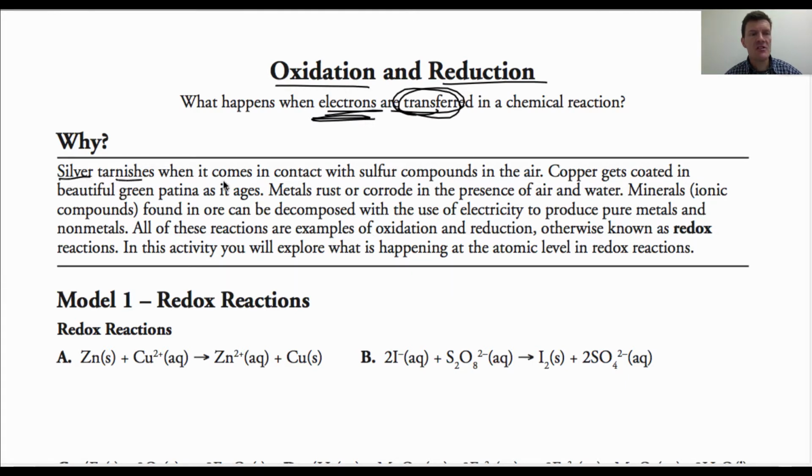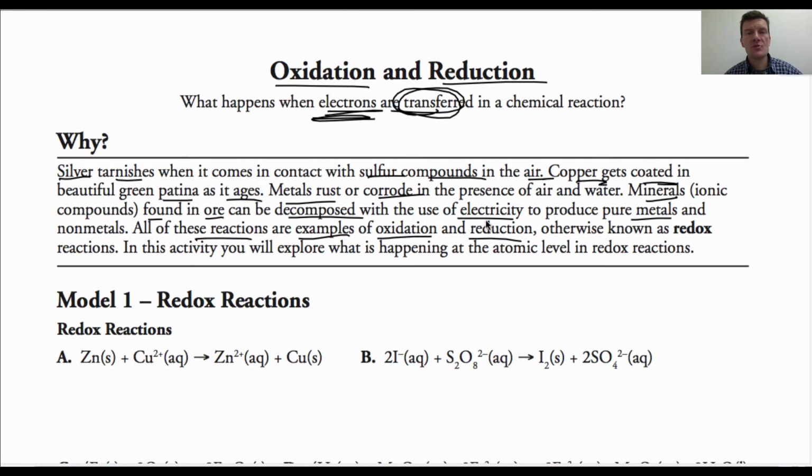It says silver tarnishes when it comes in contact with sulfur compounds in the air. Copper gets coated in beautiful green patina as it ages. Metal rusts and corrodes. Minerals, ionic compounds, found in ore can be decomposed with the use of electricity to produce pure metals and nonmetals. They're giving you examples of a bunch of different reactions that are oxidation reduction reactions. So all of these reactions are examples of oxidation and reduction.